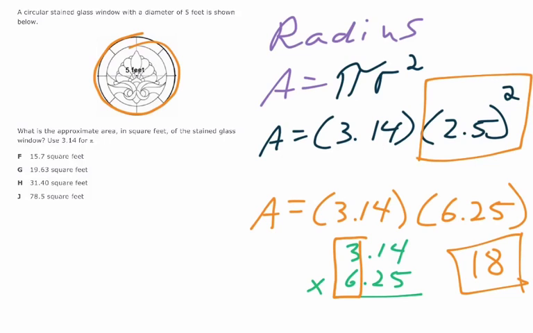There's 2 answers I definitely would not pick. J seems way too high, and so does 31.40. That gives me the possibility of F and G. F with 15.7 seems low. My answer is not going to be lower than 18 because 3 times 6 is 18, and then I have decimals here and there that are going to make the number greater than 18. So just using test-taking strategies, the best answer is going to be G because it's the only one that's practical.